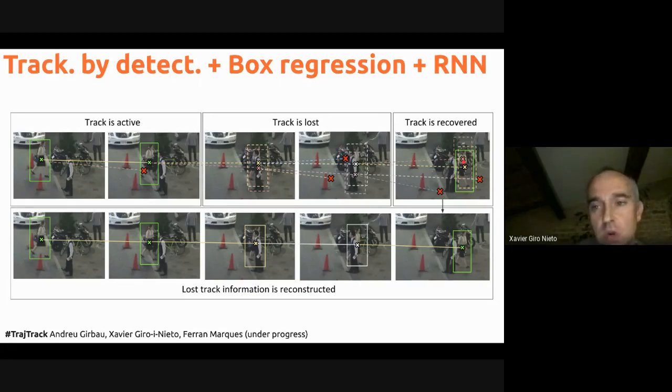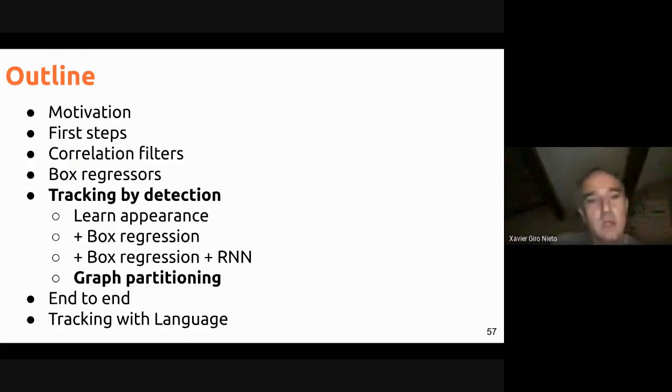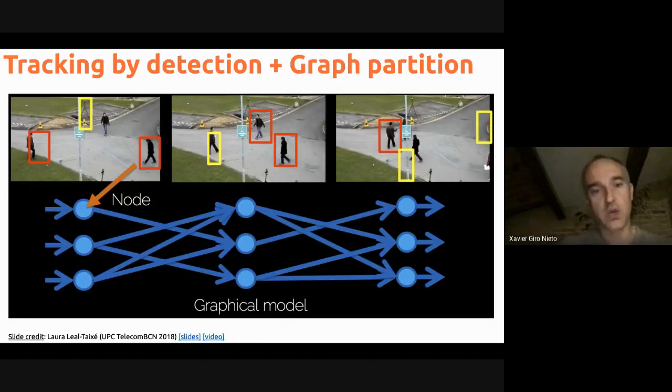Okay, so actually this work is what we are working on in our team. It exploits the capabilities of RNNs of memory to solve this kind of challenges. Another way to address tracking by detection is by using a graphical model. And again, this is one of these models that has been intensively used much before deep learning.